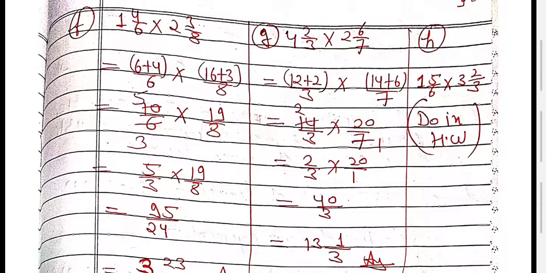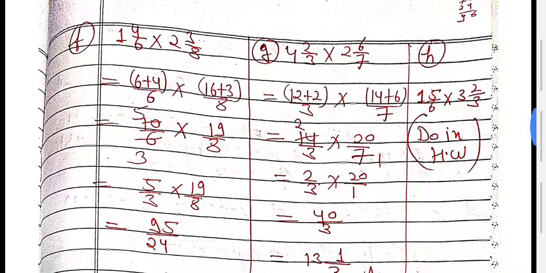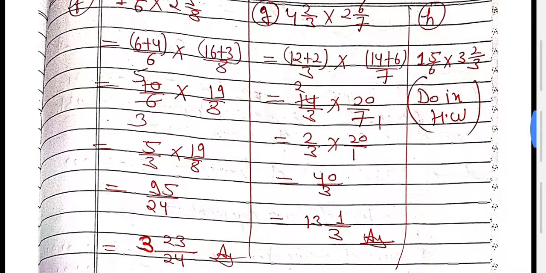Now come to the G part. 4 threes are 12, 12 plus 2 is 14, you get 14 upon 3 here. Now 7 threes are 21, 14 plus 6 is 20, you get 20 upon 7 here. Now just cut. 7 ones are 7, 7 twos are 14, so you get 2 upon 3 times 20 upon 1. Now if you check, they are not cut.